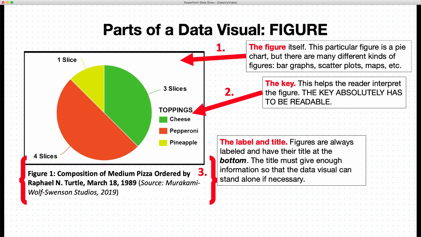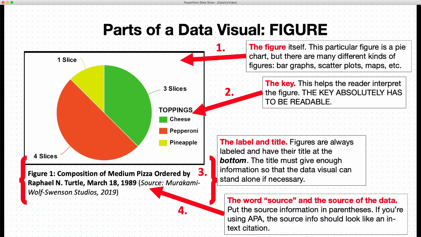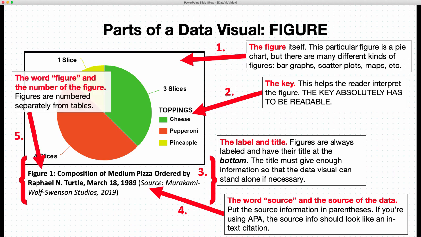So this tells me everything I need to know to understand the context there. Right here, right after that, is the word source and the source of the data. So for figures, you want to put the source information in parentheses. If you're using APA, again, the source info should look like an in-text citation. One more thing. The word figure and the number of the figure go right in front of the title.